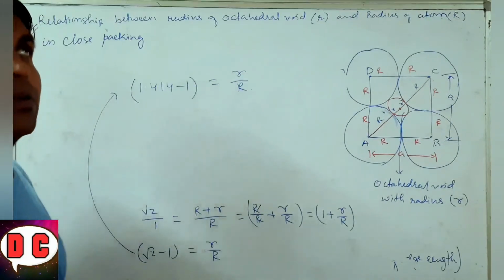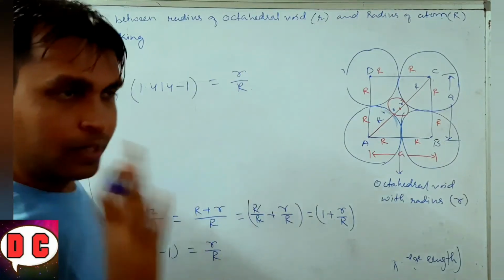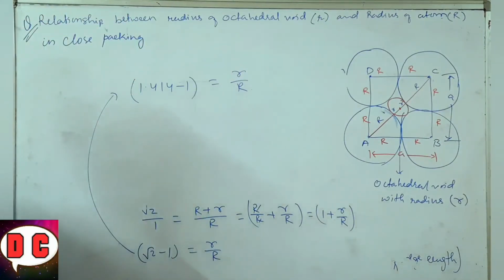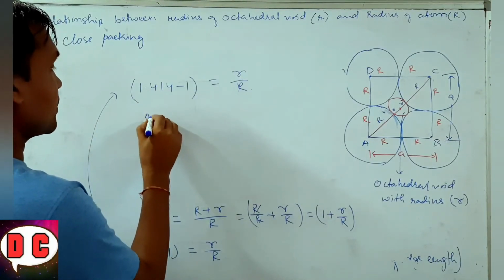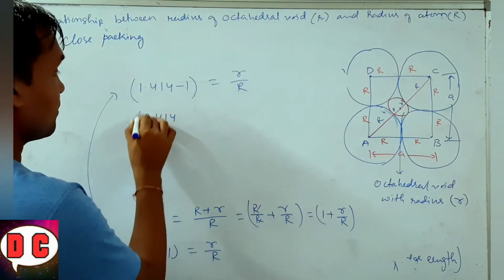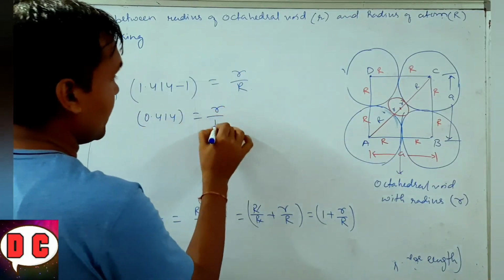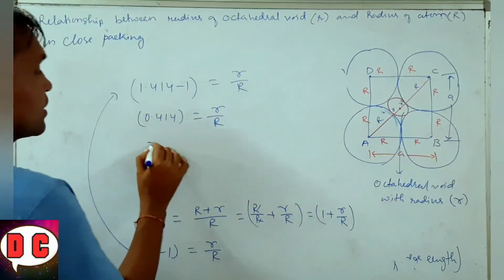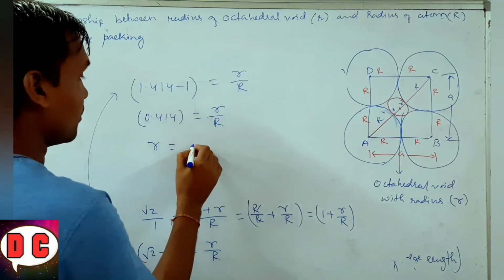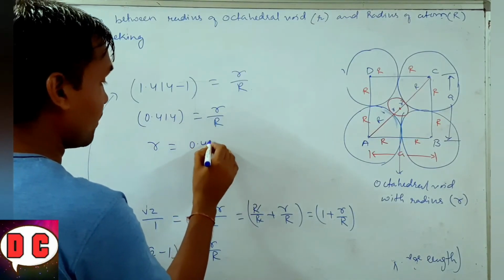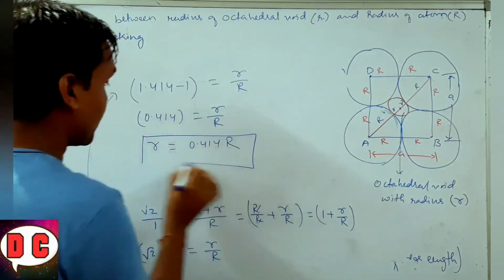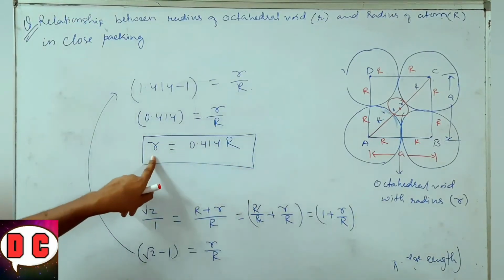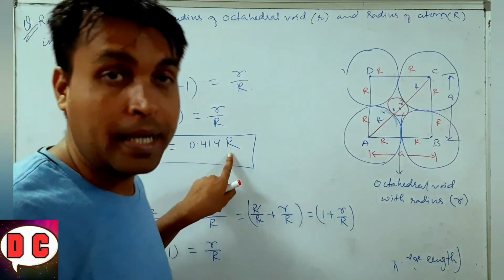Now some of you might be thinking, what is the value of root 2? You have to remember, dear students, you are in class 12. So 1.414 minus 1 will be equal to 0.414 equals r by R. Now you cross multiply it, then the radius of the octahedral void is equal to 0.414 times capital R. So this is the relation between the octahedral void and the radius of an atom.